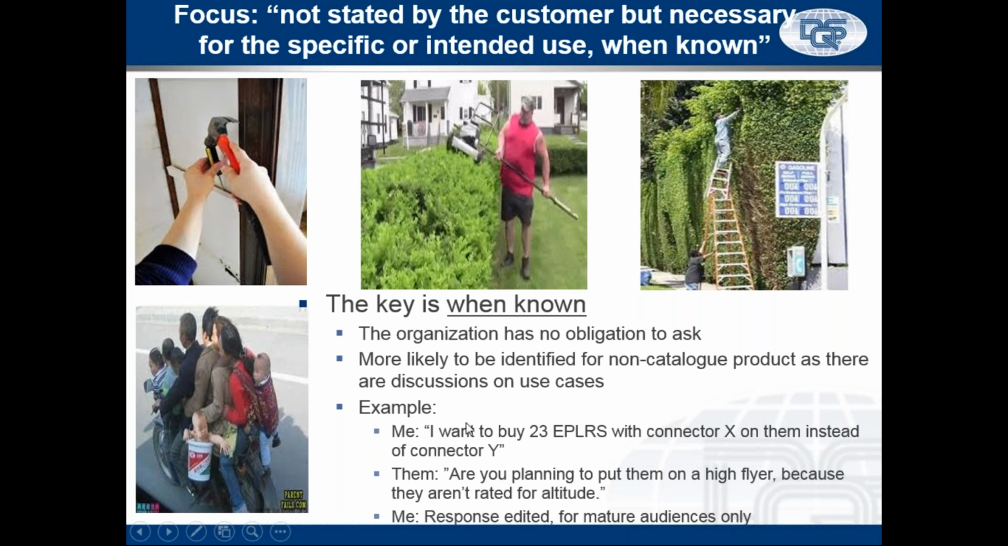So here is a real life example. Again, I was buying ePLARS radios. An ePLARS radio is a 5-watt radio used by the Army and the Marine Corps. I went to Raytheon, it was Raytheon I was buying them from, and said, hey, I want to buy 23 of these radios, but I want connector X on them instead of connector Y. And Raytheon is really smart. They go, oh, are you planning to put them on a high flyer, because they aren't rated for altitude?